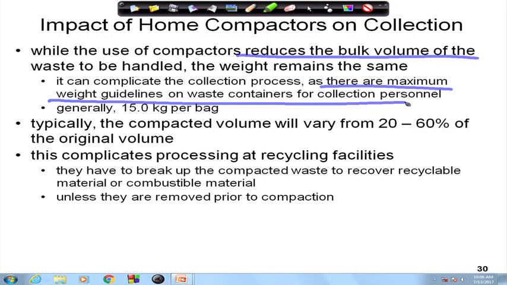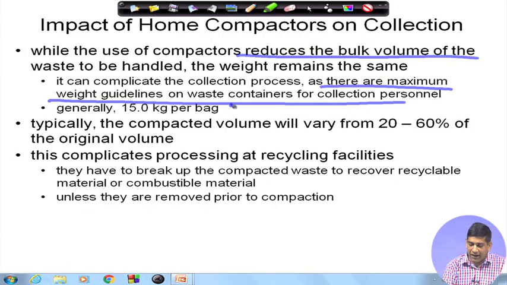But coming back here, there are maximum weight guidelines, because if it's too much weight, it will start hurting the back of the person. Say me and you lifting 15 kg one time in a week or 2 weeks, it's okay. But think about the person who has to work in a waste collection system every day, lifting that weight at several places. Think about what will happen to his back. So from an ergonomic standpoint, from an occupational health and safety standpoint, you cannot have more than 15 kg per bag. If you start compacting, you may exceed this 15 kg. So you need to look at that aspect.